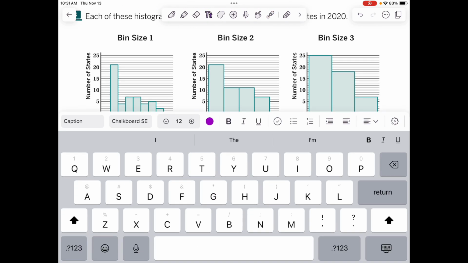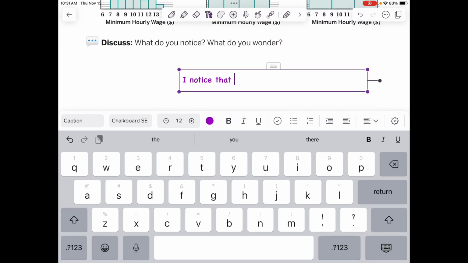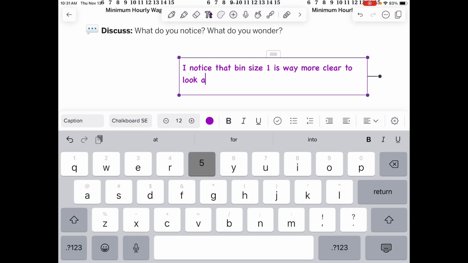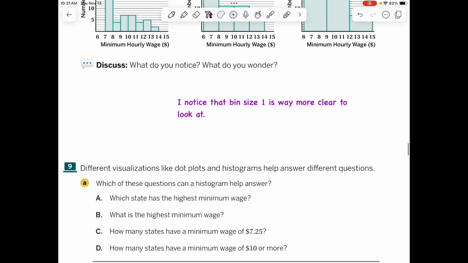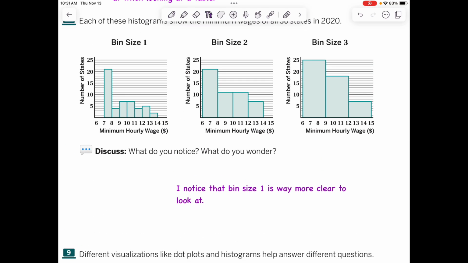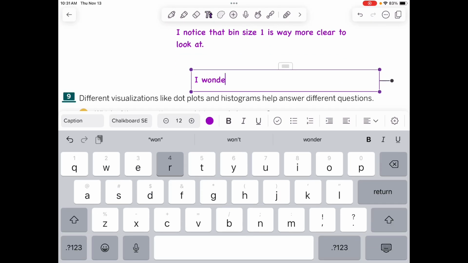So I notice that bin size 1 is way more clear to look at. And I wonder, why do they have it as bin size 1, 2, and 3? Instead of just doing 1, why did they do 3 different ones?